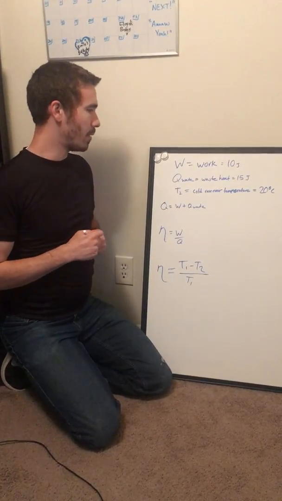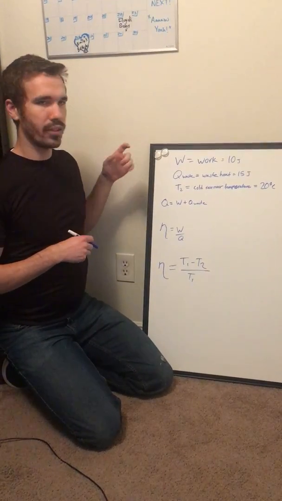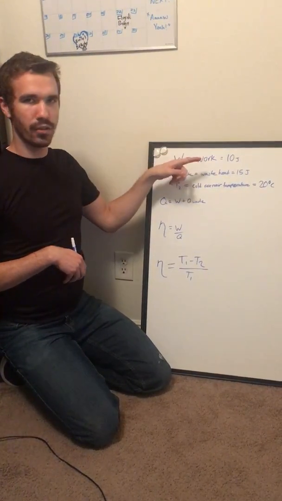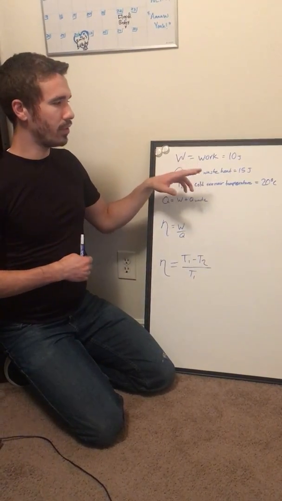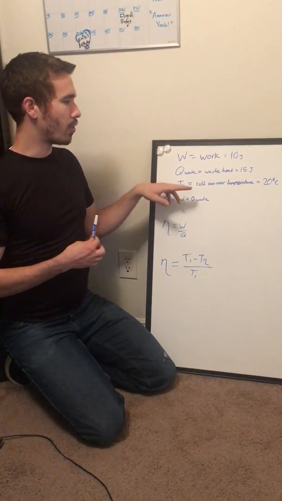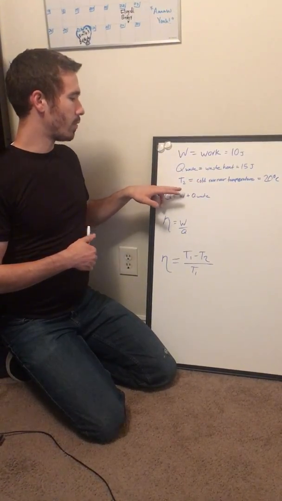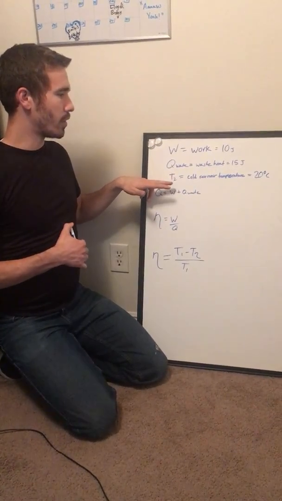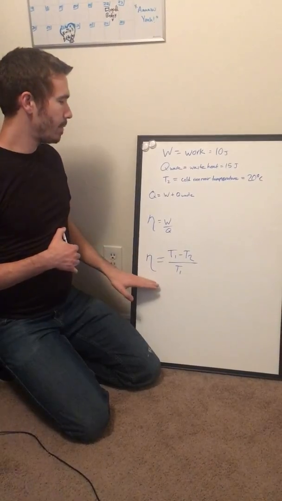So to do this problem, what we need to do is record the information we have. It gives us work, which is 10 joules. It gives us our waste heat, which is 15 joules, and it gives us our cold reservoir temperature, which is 20 degrees Celsius. And we're going to indicate our cold reservoir temperature as T2 for this final equation here.